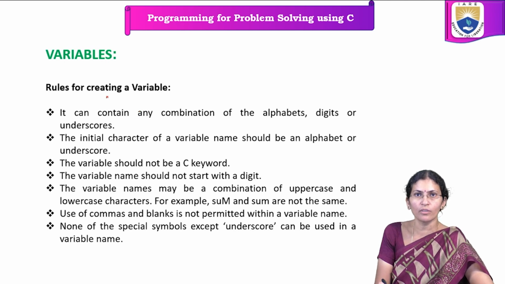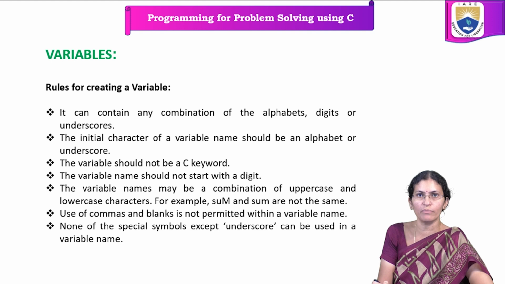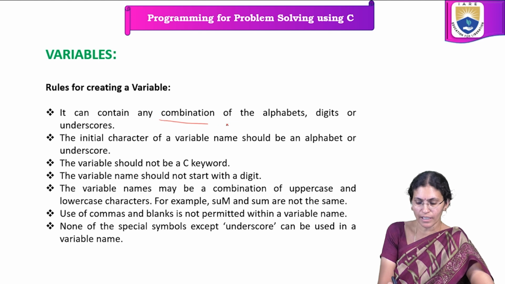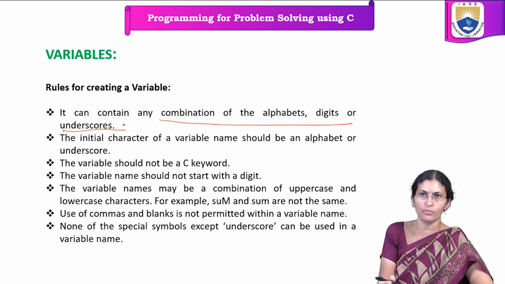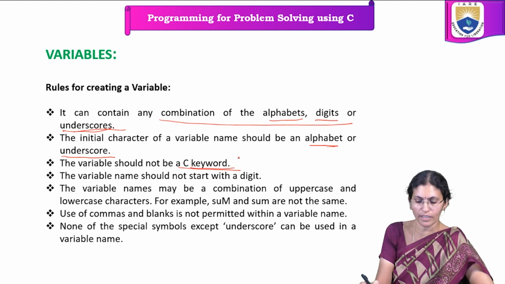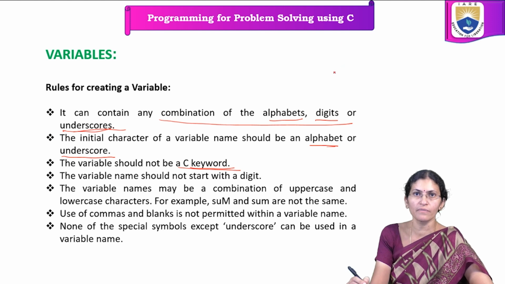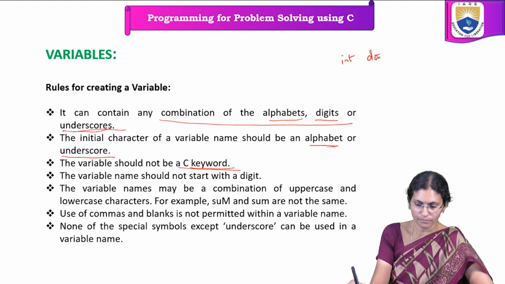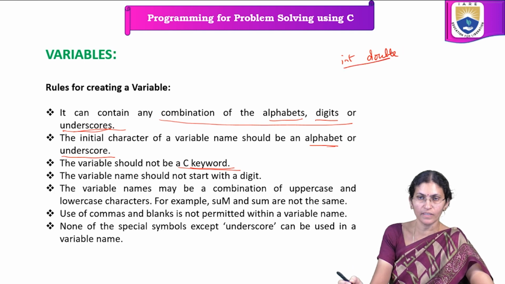Now there are certain rules to be followed for naming a variable. It can contain any combination of alphabets, digits or underscores, but the initial character should be an alphabet or an underscore. The variable name should not be any C keyword. We have seen that there is a set of reserved words called keywords. These keywords cannot be used as variable names, like int, double, etc.